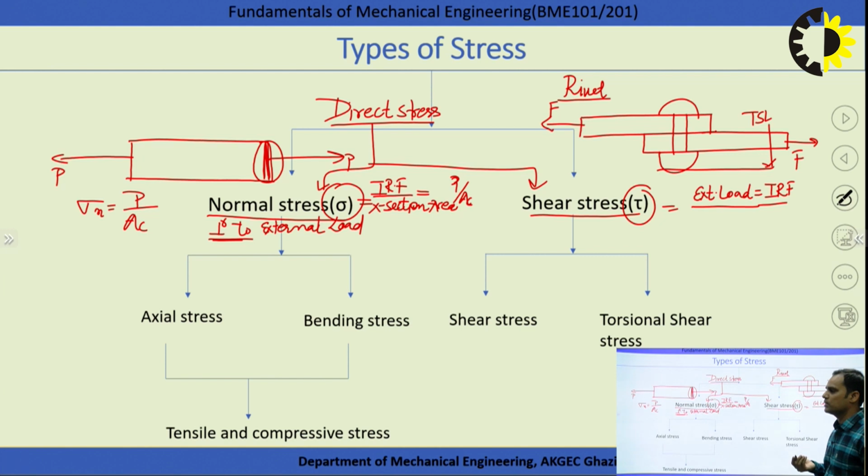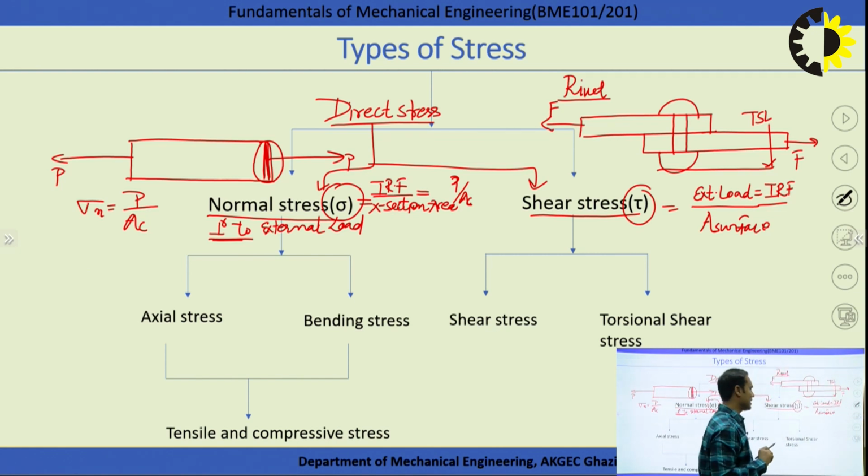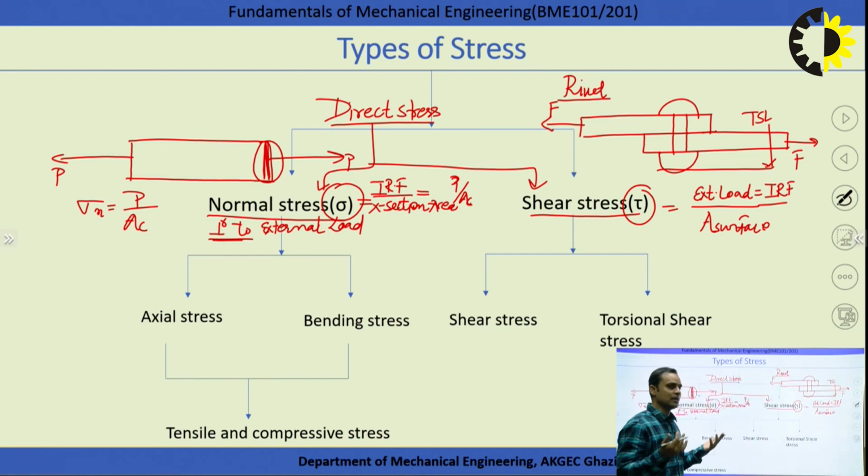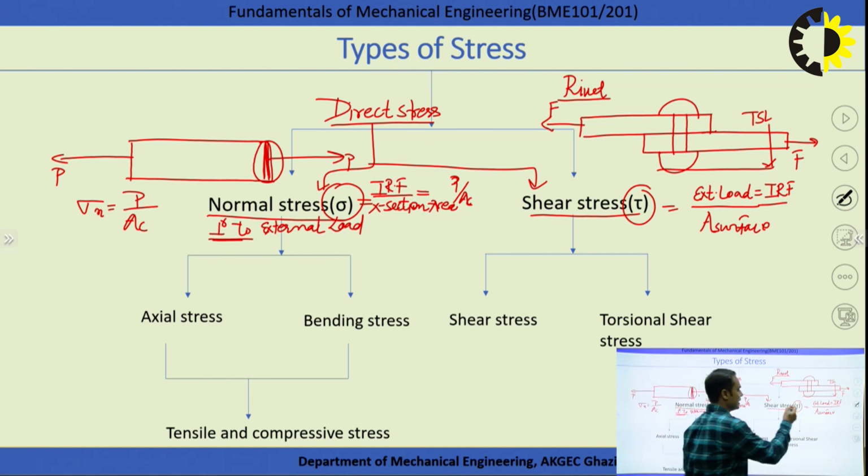Which area do we have to consider here? We have to consider the surface area, correct? So we have to consider the area which is the surface area, or we can say the area which is parallel to the external load. Just like in case of normal load, which area do we have to consider? The area which is perpendicular to the external load. But in case of shear, which area do we have to consider? The area which is parallel to the external load.